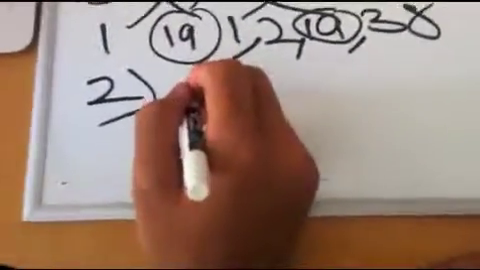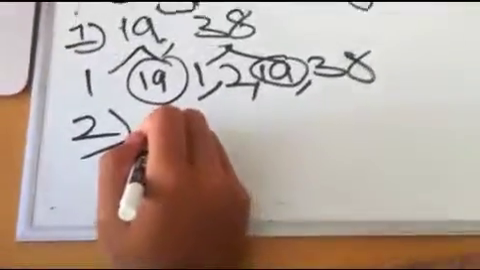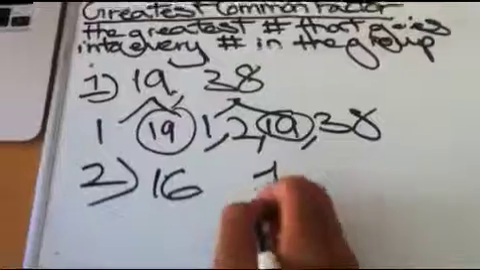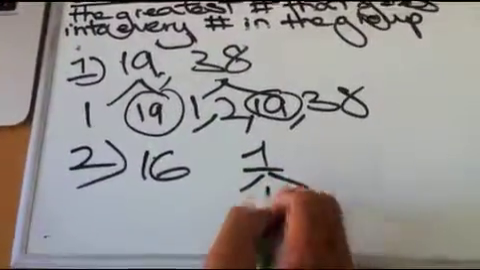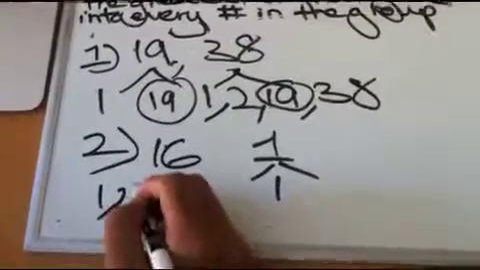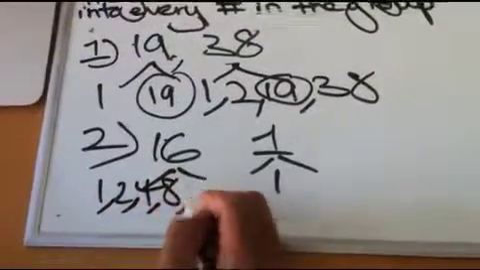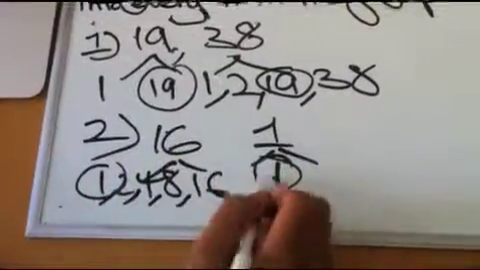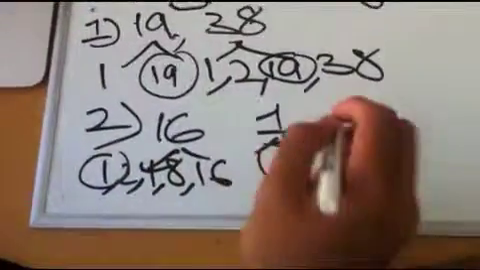I'll give you guys one more example. Let's go 16 and 1. What goes into 1? Only 1. What goes into 16? 1, 2, 4, 8, and 16. So what's the greatest common factor here? It's 1, because 1's the only number that can go into both of them.